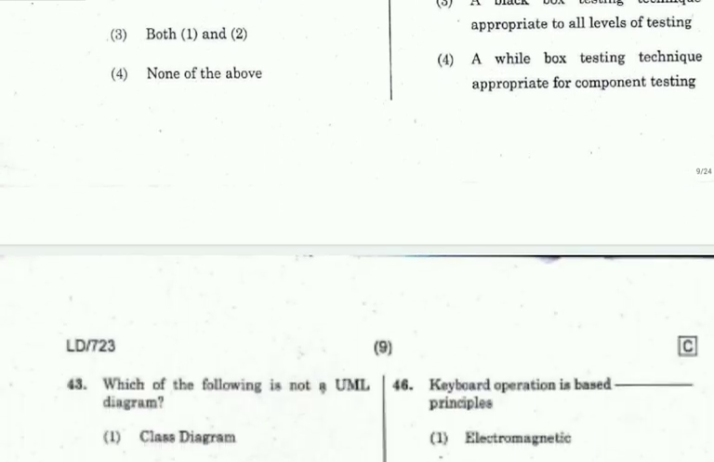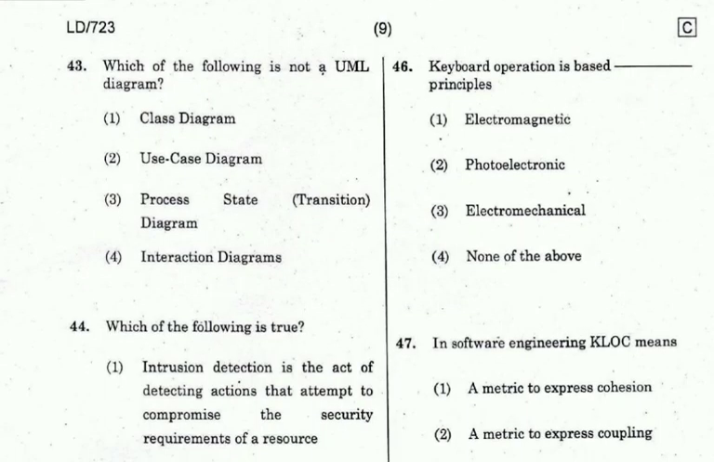Which of the following is not a UML diagram? So UML means Unified Modeling Language. Unified Modeling Language is used for software design and includes several types of diagrams like class diagrams, use case diagrams, interaction diagrams, and state diagrams. So here the process state diagram represents system states and transitions, which is a part of OS and automata theory, but not a part of UML diagrams. So that's why option 3 is the correct answer.